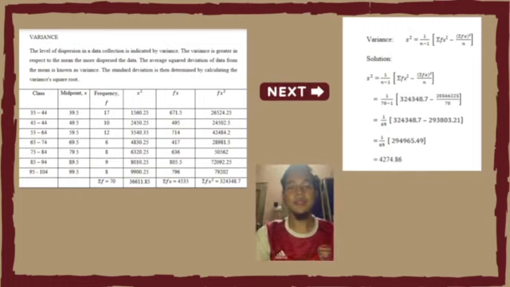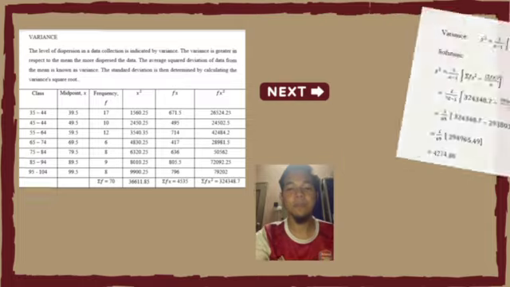Then this is variance. So look at the table. This is the formula for variance. f is the frequency of the class, x is the midpoint of the class, and n is the number of items in a sample. This is the table of the current labour force by each group in Perak from 1982 until 2019. So the overall answer for this variance is 4274.86.